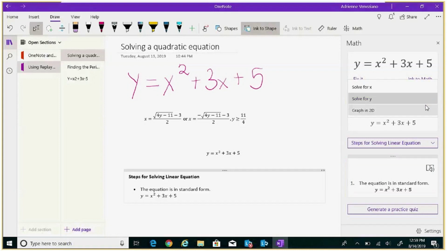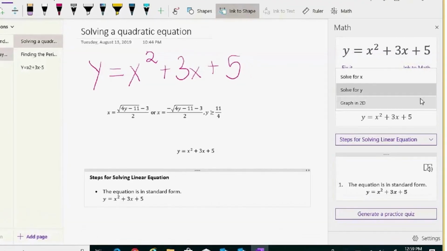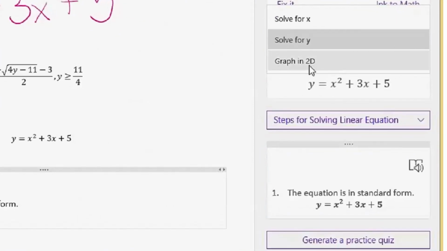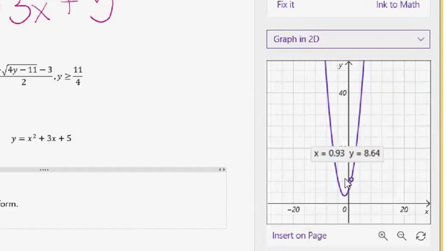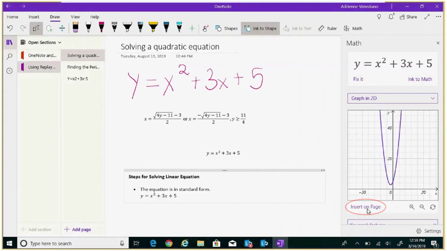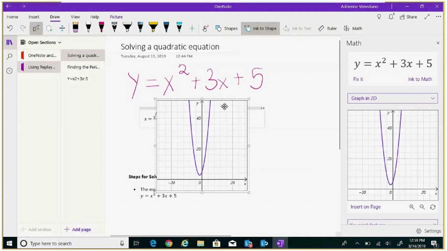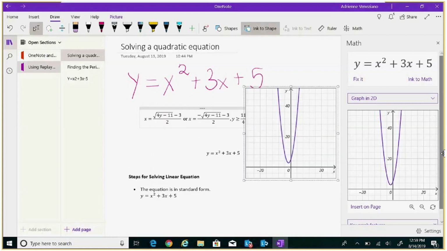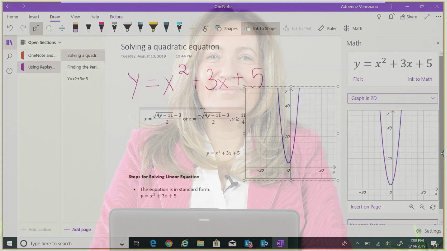Lastly, in order to get a visual of what the solution will look like, I'm able to graph this equation. In the drop-down menu, by selecting Graph in 2D, I'm able to see the graph of this quadratic equation, and I'm also able to insert this on my page. This helps students with dyscalculia or dyslexia break down problems, encouraging students to use the Math Solver to insert steps into their OneNote page as reference as they work through similar problems. And it provides a clear model for how to show work when applying the process to new equations.